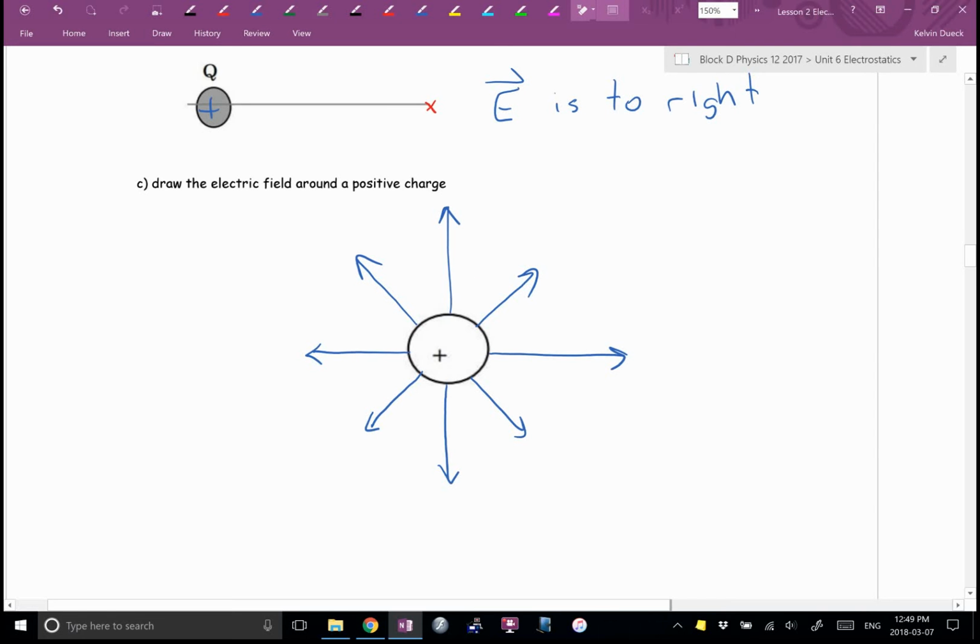How many lines did I draw? Eight. If you saw another charge with four lines, you would say that electric field is half as big. Doesn't mean it's four and it's eight. It just means you're telling me it's half as big. If you saw one with 16 lines, you'd say that electric field is twice as big. If you saw one with eight lines in the same picture, you would say, oh, he's telling me both these electric fields are the same magnitude. So I'm not saying that it's 8 newtons per coulomb. I'm just saying the number of lines you can use to compare other charges in the same diagram.